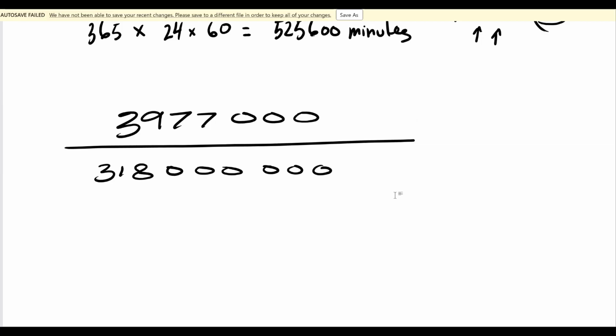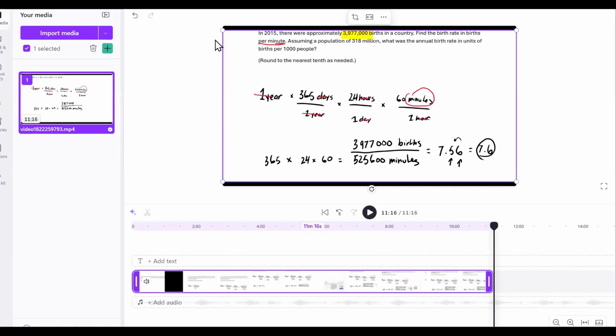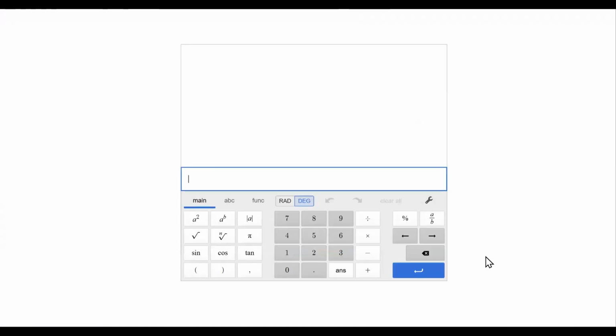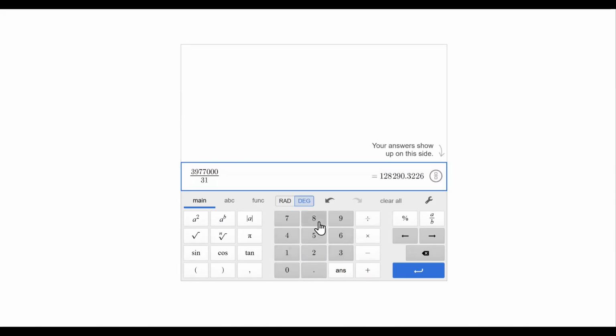3,977,000 divided by 318 million. That would give us the number of births per one person. And that's actually where I personally am going to start this. I know they want the births per 1,000, but I'm going to start with the births per 1. So let's take the total number of births, and we'll divide it by the total population of the country, 318 million.